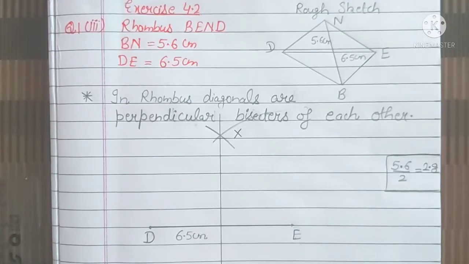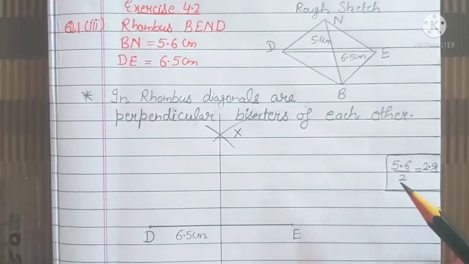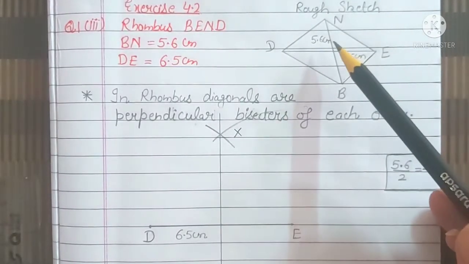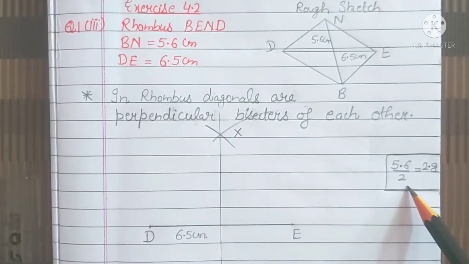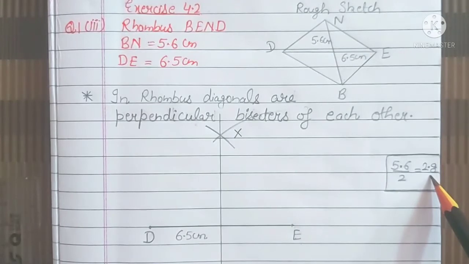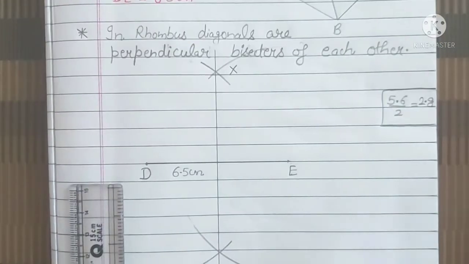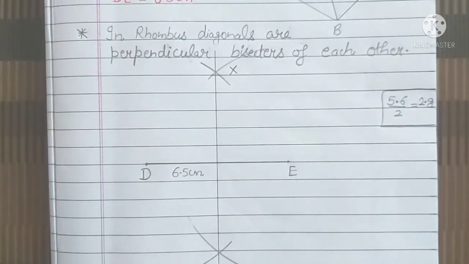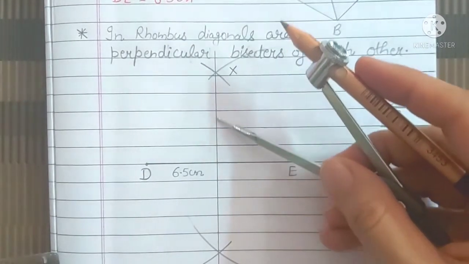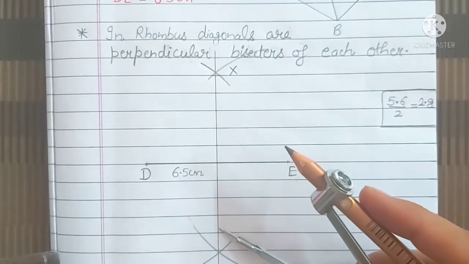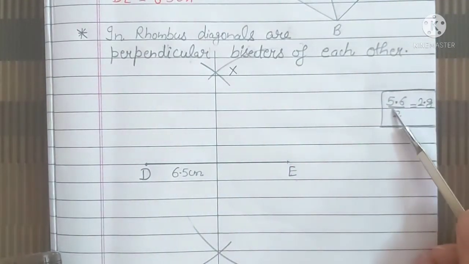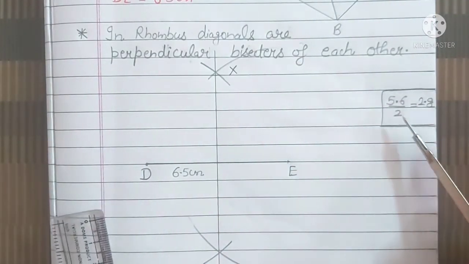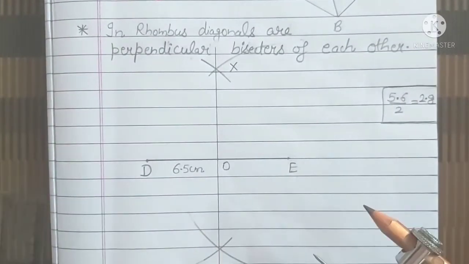For that, please note this step carefully. What we will do for that 5.6 centimeter diagonal, we will take half of it, that is 2.8 centimeter. Why we did this step? Because if I take distance 2.8 upward and 2.8 downward, then the total distance will be 5.6 centimeter. So now in the next step what we will do?